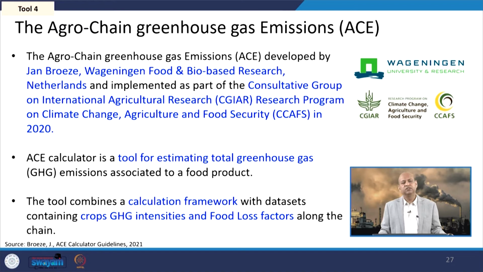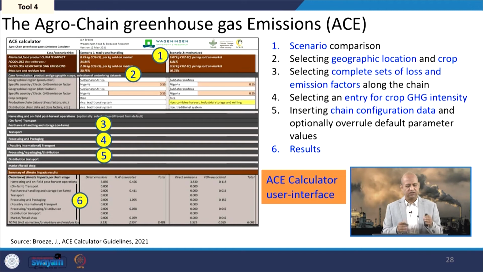And this calculator or model is basically a tool for estimating total greenhouse gas emissions associated with a food product. So, this is specifically for food products, and it is a tool which combines the calculation framework with data sets containing crop greenhouse gas intensities and food loss factors along the chain. So, you can see this is of course a very complex thing, only in one picture we are trying to give you the impression.